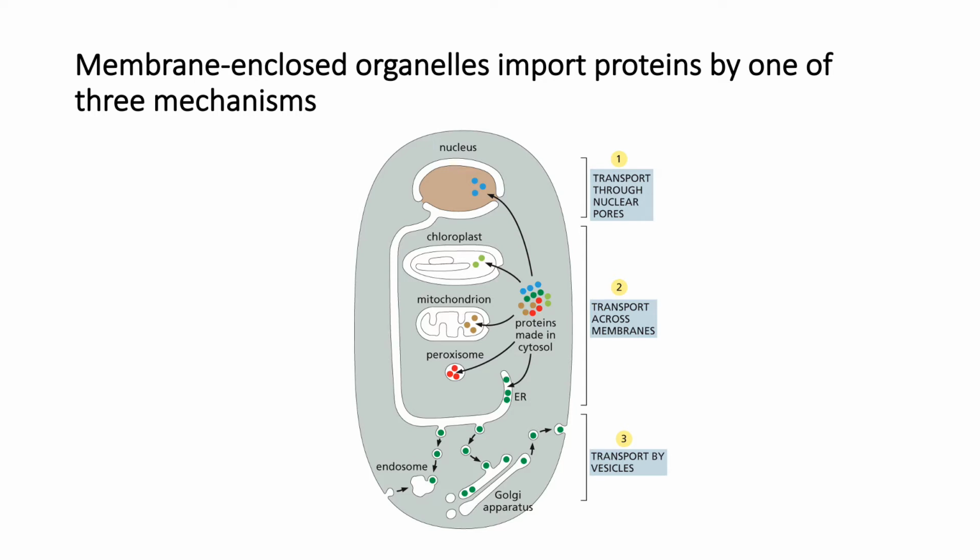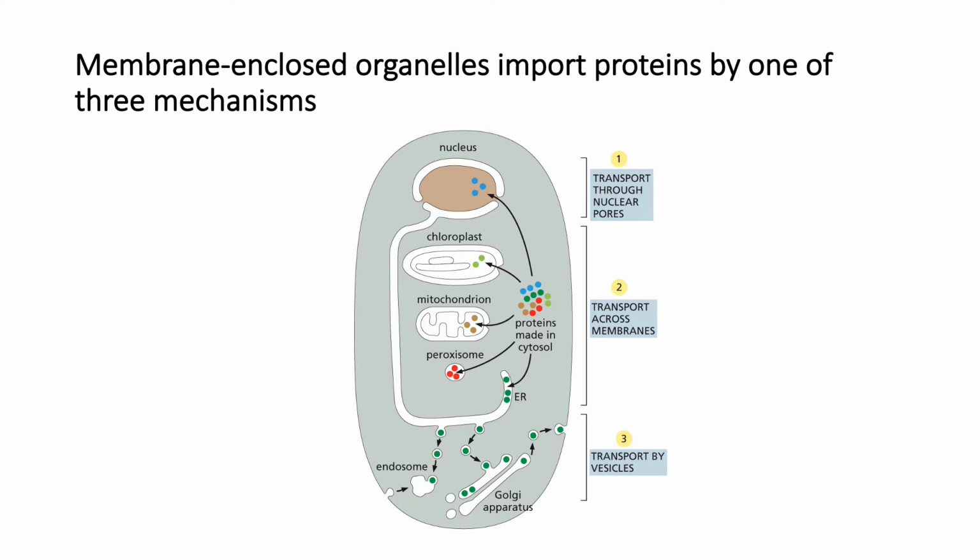So there are a few different ways for proteins to enter specific regions, and we're going to give some examples. We're going to look at the nucleus, and we're also going to look at the endoplasmic reticulum, because those are the two that have been most well studied, and they give good examples of the different mechanisms of going through nuclear pores and across membranes. We'll also look at vesicle transport.